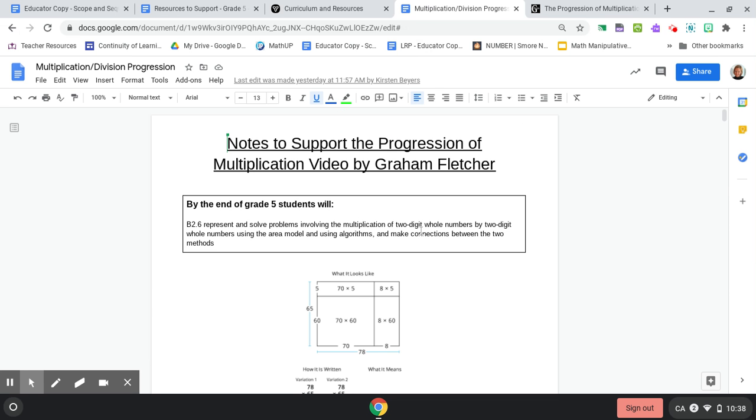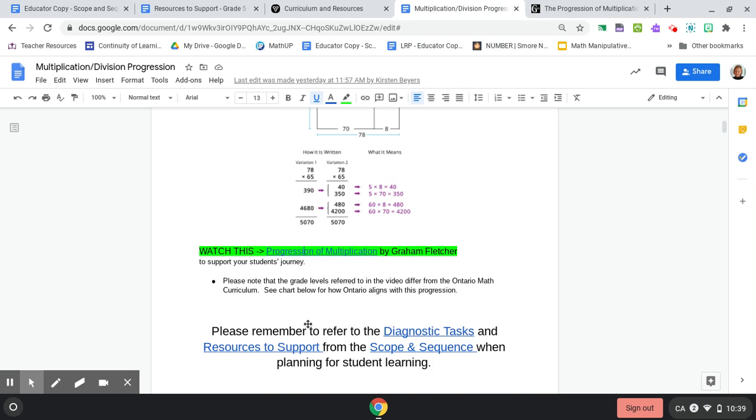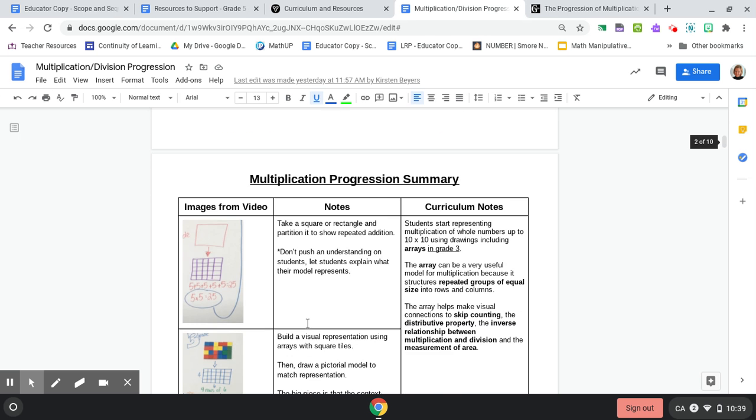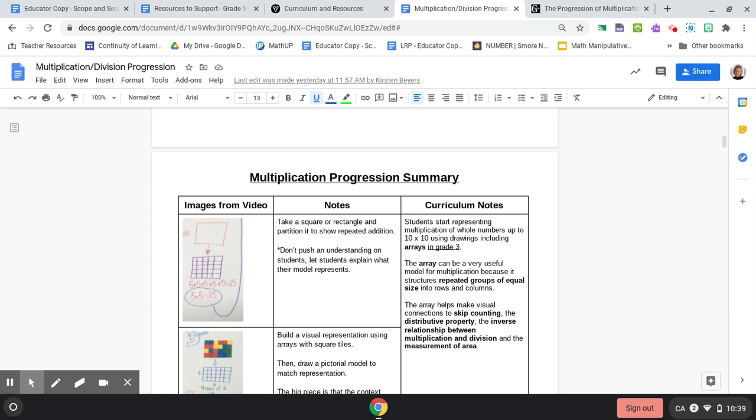We have compiled some notes to summarize the concepts presented in the video and connected them to the Ontario 2020 math curriculum. Note that the grades mentioned in this video do not align with the curriculum. The notes are in a document, as you can see here, so that you can print, refer to, and annotate them as you watch the video, or refer back to them during planning, instruction, and assessment.